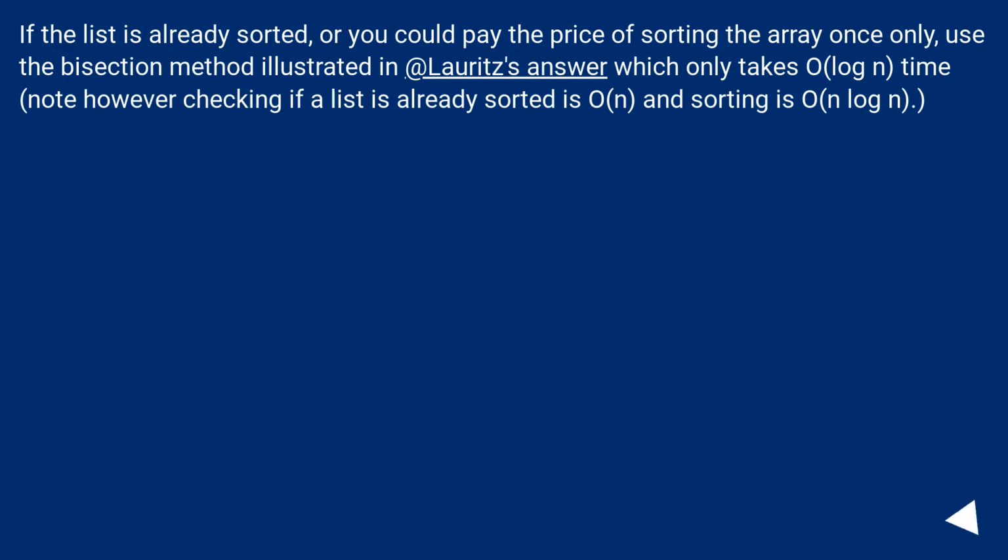If the list is already sorted, or you could pay the price of sorting the array once only, use the bisection method illustrated in Lauritz's answer, which only takes O(log n) time. Note, however, that checking if a list is already sorted is O(n) and sorting is O(n log n).